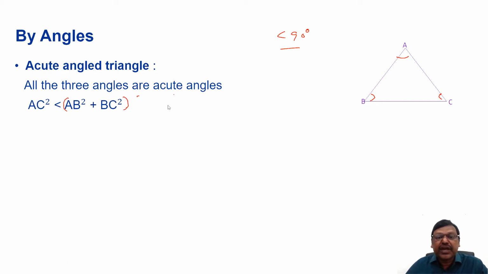Not only AC, you take any side. For example, AB square is less than BC square plus AC square. Or rather, we can say BC square is less than AB square plus AC square. Right? This is about acute angle triangle.